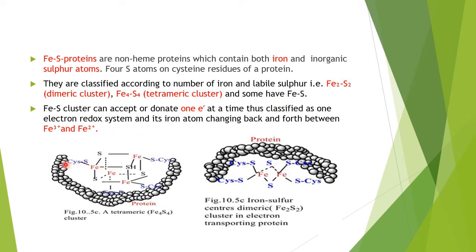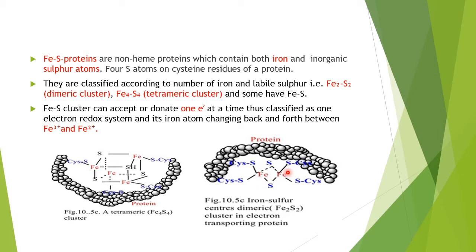So this is the structure of the iron sulfur cluster, which is tetrameric. This is dimeric. So we have a protein, and present in it is the sulfur containing amino acid cysteine. So sulfur is bonded with this iron, so there is a bonding between sulfur and iron at several points. Here you have 4, which is tetrameric. Here we have only 2.